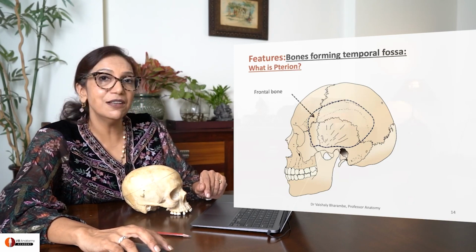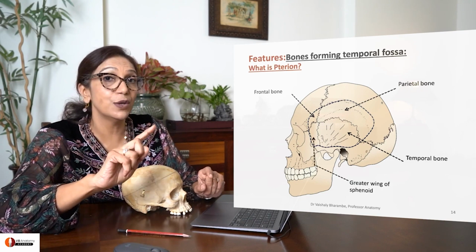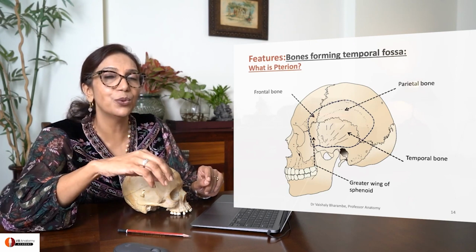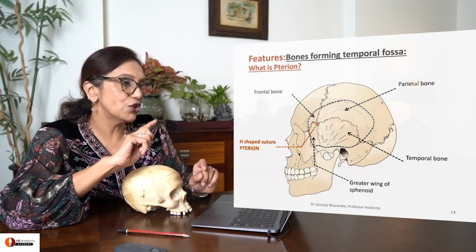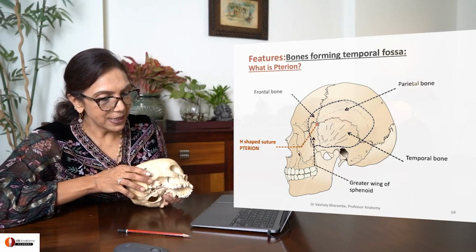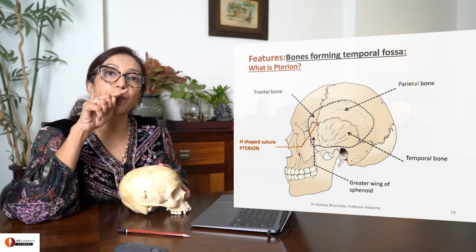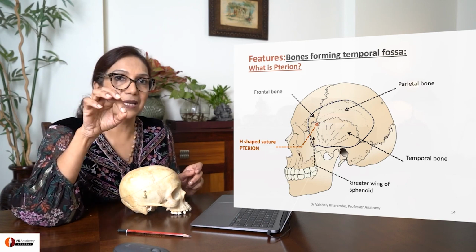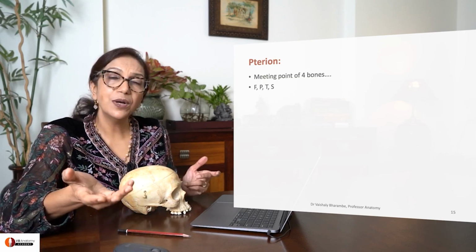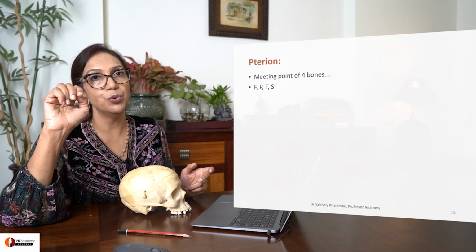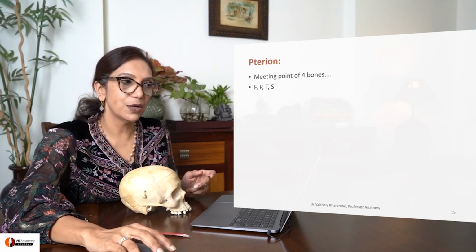Okay, so here you're seeing the frontal bone, the parietal bone, the temporal bone, and the greater wing of sphenoid. Again, note the greater wing because that's where you don't know, rest you already know. You can see that they're all meeting at an H-shaped suture, which is called the pterion. Please don't say the letter P, it is silent. It's called pterion. Question is, what is pterion? A meeting point of four skull bones, FPTS: frontal, parietal, temporal, and the greater wing of sphenoid.